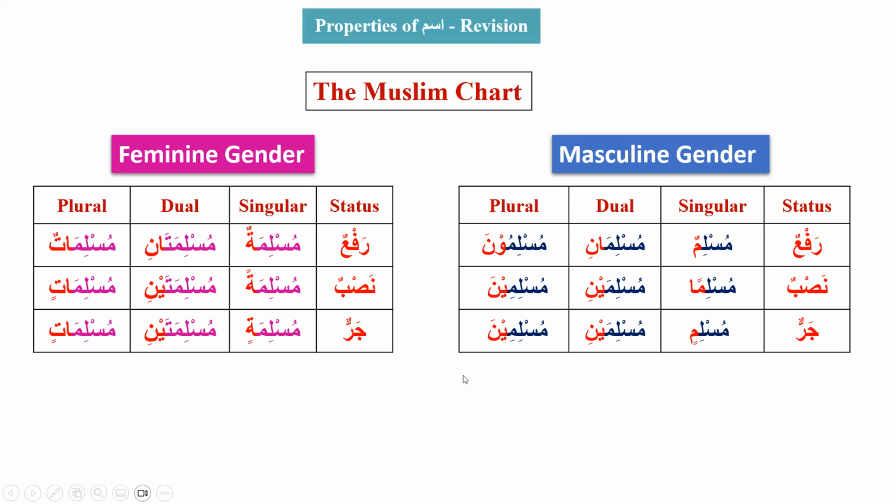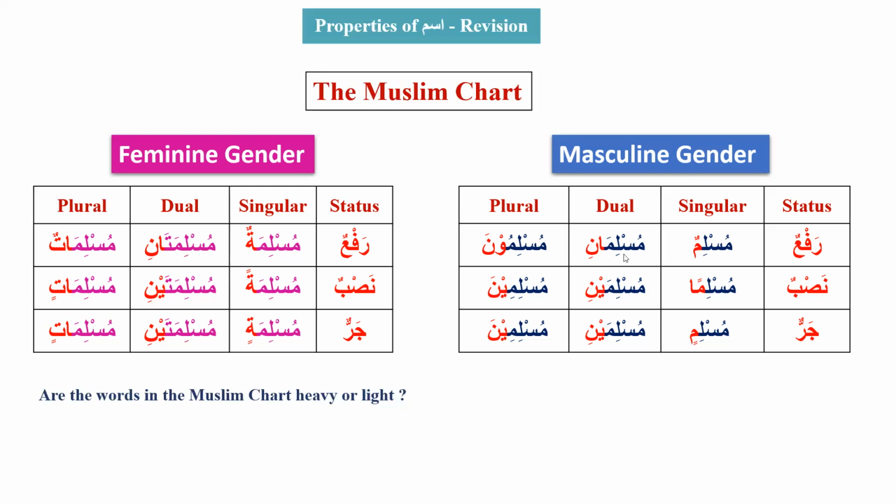I have a question now. Are the words in both of these Muslim charts heavy or light? Arham, do you know this answer? They are heavy. All right, so they are heavy. Why do you call them heavy? What's the indication? How do you know they are heavy? The indication is that they have tanween at the end.